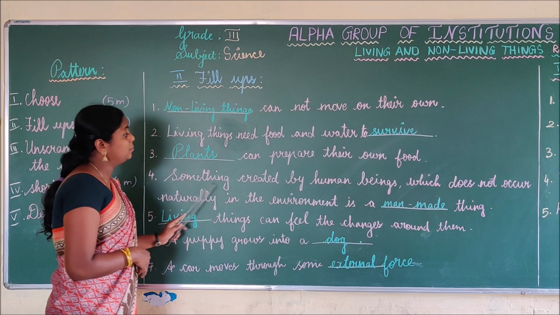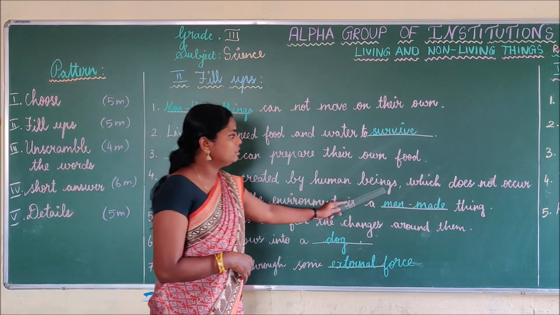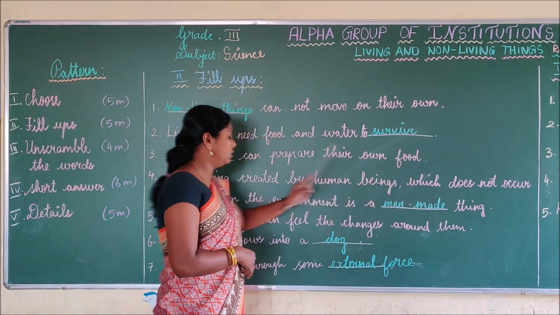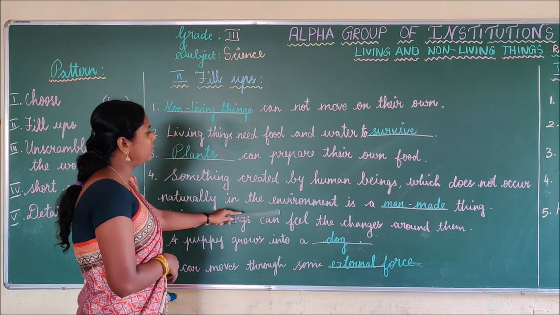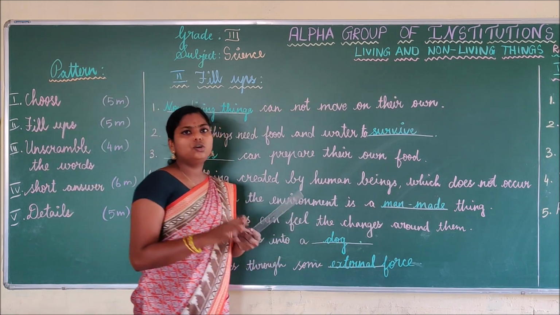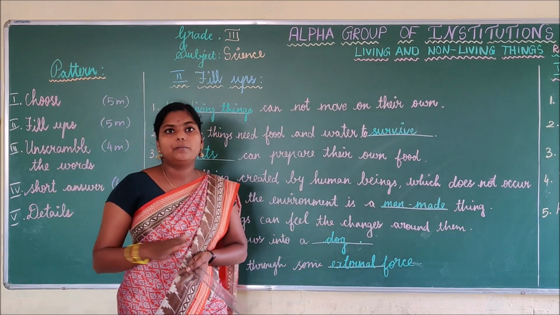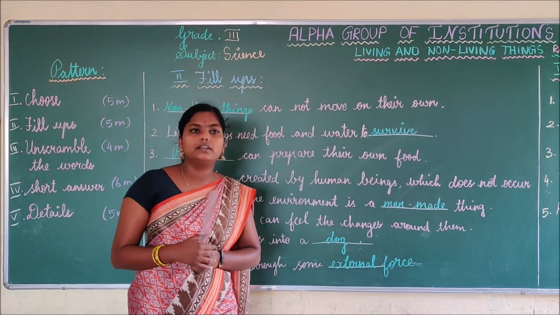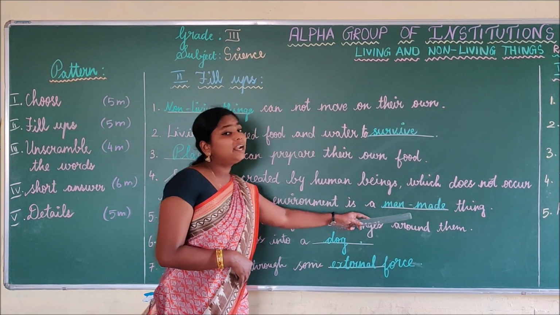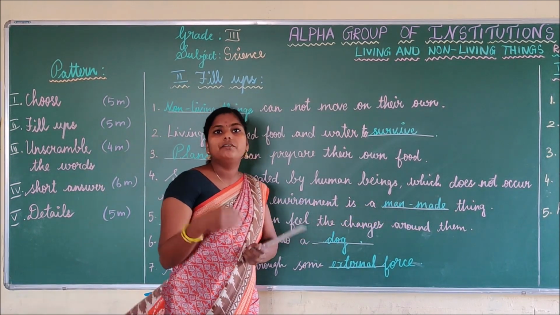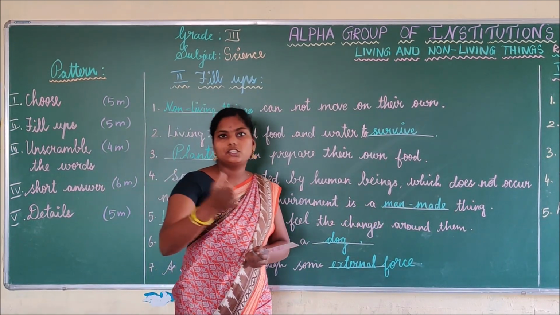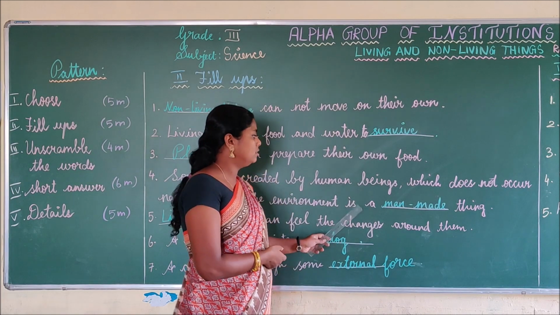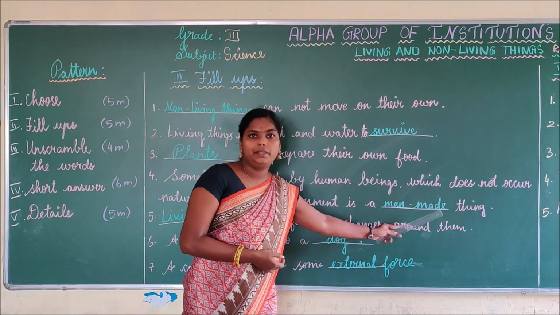Fourth one, something created by human beings which does not occur naturally in the environment is dash. So, it is in this environment, but it is not natural, it is not given by God. So, what is it? Yes, it is man-made things. Because we human beings took the natural thing and made these things, they are called man-made things.